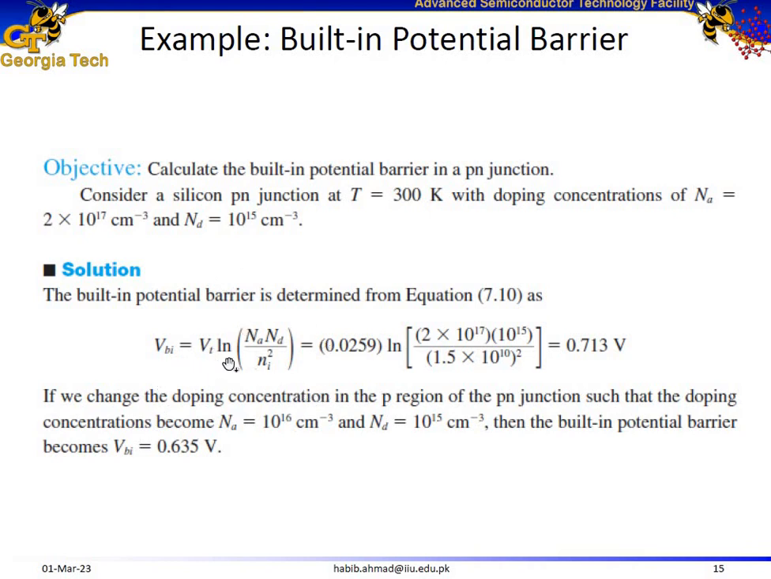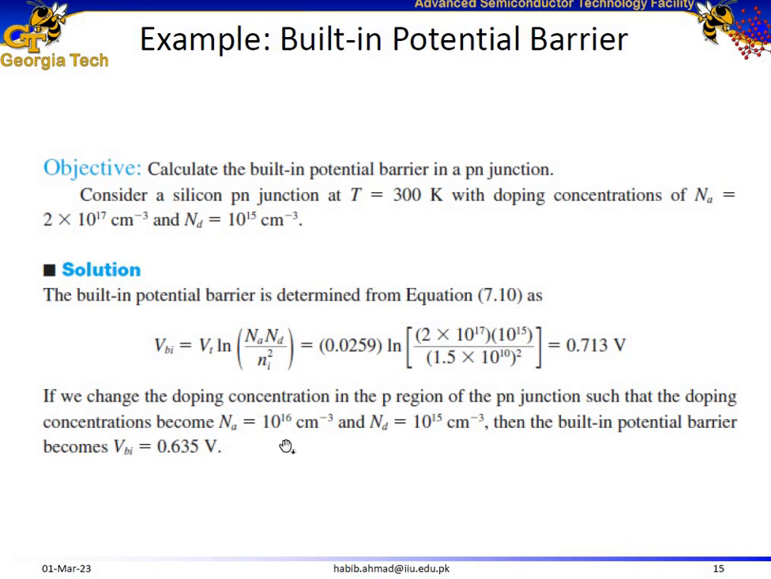Vbi is equal to this equation. Replace the value of the thermal voltage in this equation, natural log of the acceptor doping, the donor doping, and Ni, the intrinsic carrier concentration, which as I already told you is roughly 1.5 × 10^10 per centimeter cube at room temperature for silicon. So you got to remember this value. And the built-in potential is 0.713 volts for these levels of doping concentrations.